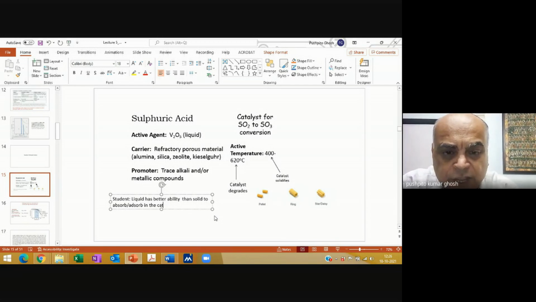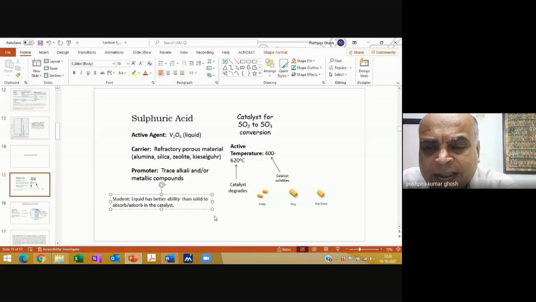in the catalyst. Okay? Because you see, if I've got a solid, the absorption will only take place on the surface. It's not going to penetrate. And so unless I've got almost like a monomolecular layer of the catalyst, which is very difficult to get, my utilization of the vanadium pentoxide is only as good as the surface area of the catalyst. Whereas when it's a liquid, the gases may be able to penetrate deep inside the catalyst. So the utilization of vanadium pentoxide would be much better.